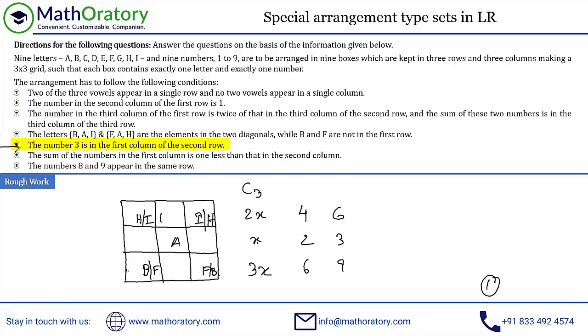So the next point says the number 3 is in the first column of the second row. So this is again a definite kind of thing. The number 3 is in the first column of the second row. So this is the cell. So we have a 3 here.